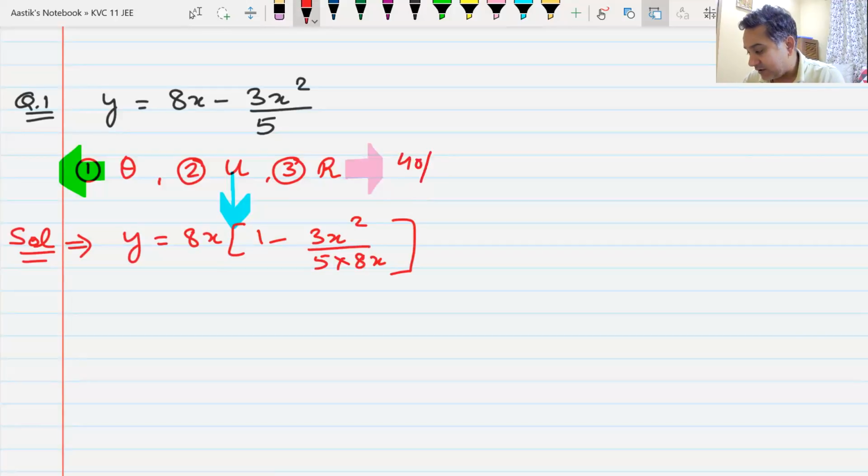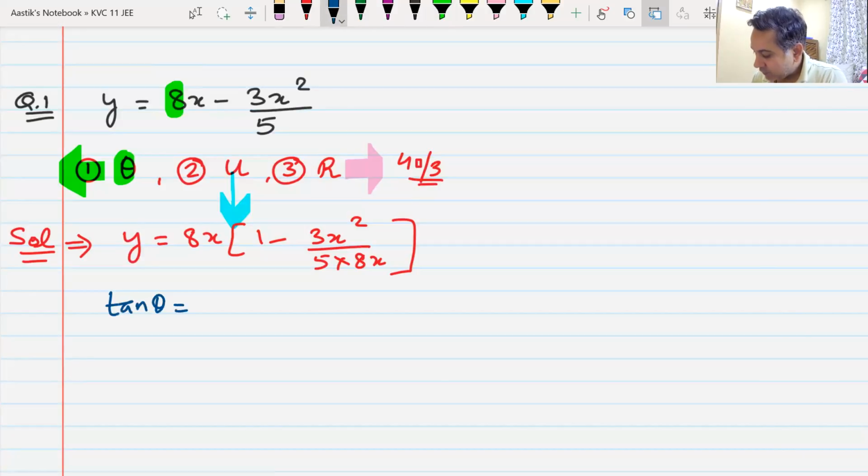We got this, 40 by 3, 13.3, I think. Okay, that is the first thing that we have seen. The second thing is to find the value of theta. Whatever comes with this x is the value of tan theta. So I can write here the value of tan theta is 8. So your theta becomes tan inverse of 8. That is the second question.